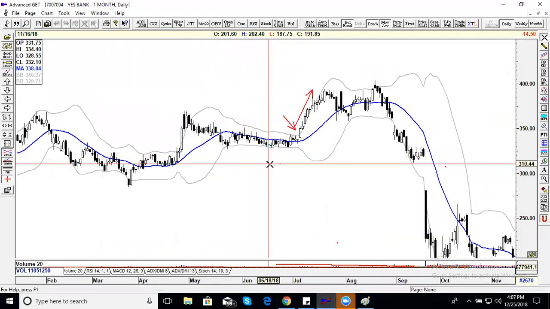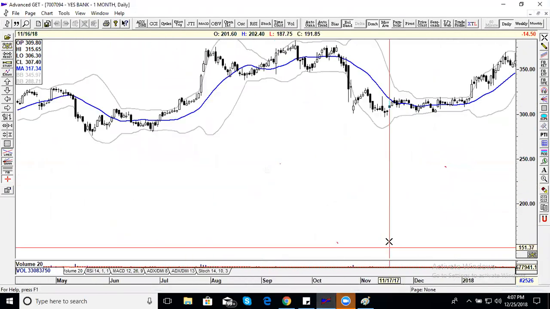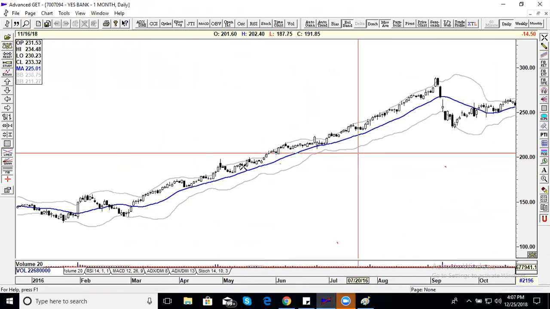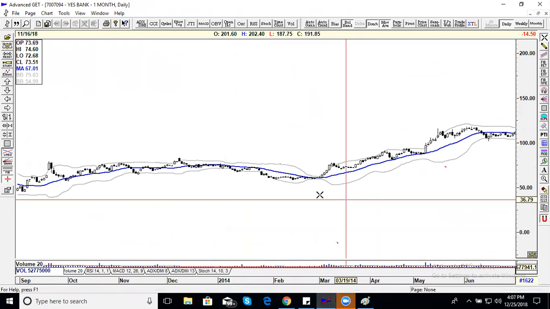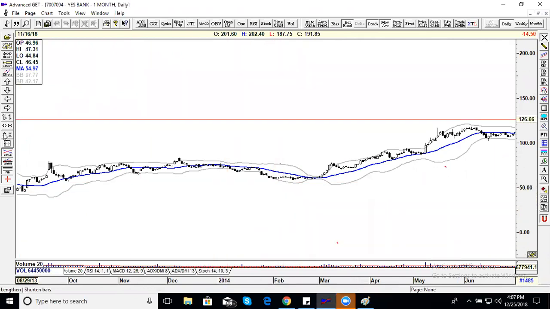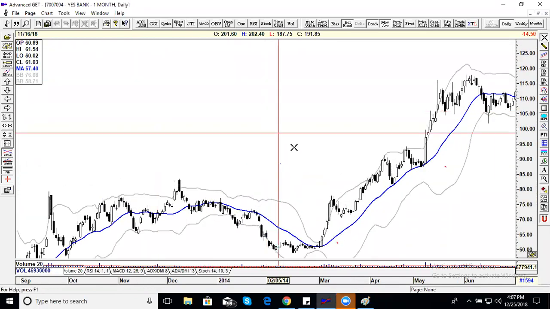I will show you a classic example of Yes Bank. Same example, 2013-14. Look at this. 2014, look at this.